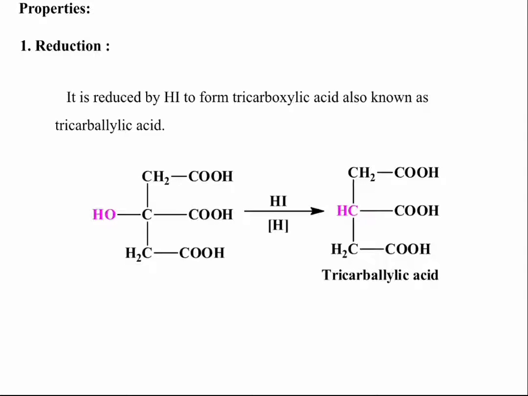So next, properties. The first property is reduction. Here hydrogen iodide acts as a reducing agent. So citric acid is reduced by hydrogen iodide to form tricarboxylic acid. It is also known as tricarboxylic acid. So here I show the reaction. Citric acid undergoes reduction to form tricarboxylic acid.